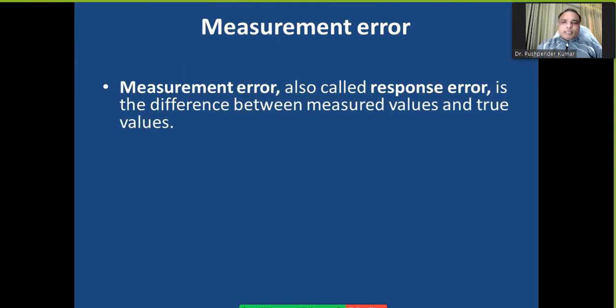Then we have a measurement error. Measurement, also called response error, is the difference between measured values and true value. So actually you understand a term, for example motivation we have discussed, satisfaction, quality. So these all constructs when you measure, and the person who is giving response, how does he or she understand that? How do they give response to that particular thing? So here it plays a very important role.